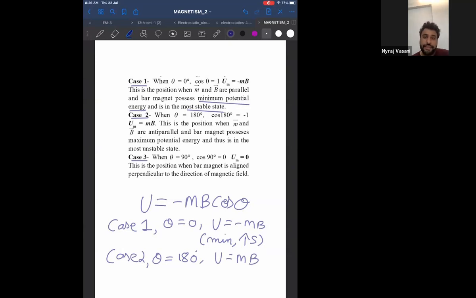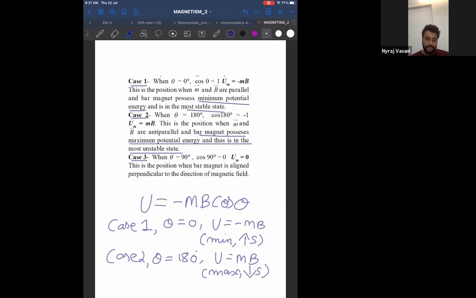Can I say plus MB is the maximum value it can reach? Minus MB is the minimum value. Therefore, can I say plus MB is the maximum value it can reach? And since it has maximum energy, can I say it is the least stable or most unstable? So look at the wordings. This bar magnet possesses maximum potential energy and thus is in the most unstable state.